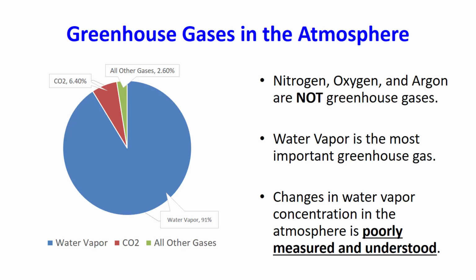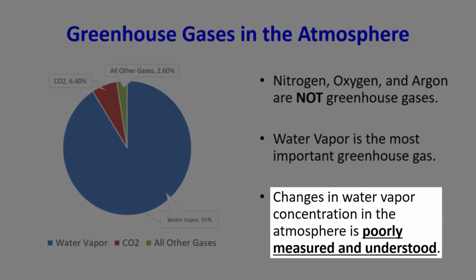So what are greenhouse gases? Nitrogen, oxygen, argon gases are not greenhouse gases. All right, so out of all the other ones, you notice 91% of the greenhouse gases is water vapor. It is by far the most important greenhouse gas, right? Water vapor actually has a larger absorbent spectrum than carbon dioxide. It's by far number one, the most important greenhouse gas. And guess what? Changes in the water vapor concentration in the atmosphere is actually poorly measured and poorly understood.